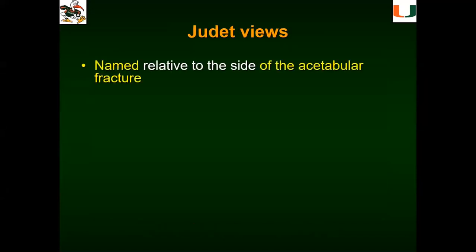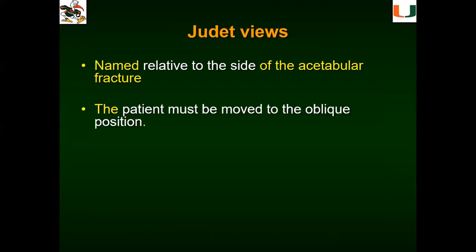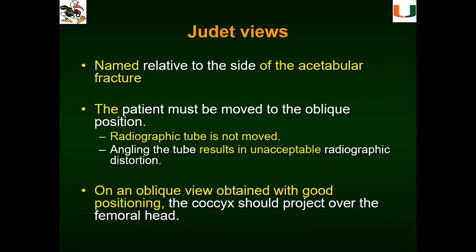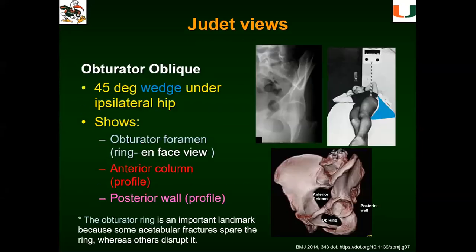So when we look at the Judet views, again, they're named relative to the site of the acetabular fracture. The patient must be moved to the oblique position, mostly by placing a wedge. So you don't move the radiographic tube because that leads to distortion. And in order to determine whether or not you've obtained a good 45 degree oblique, you should use the coccyx, because the coccyx should project over the femoral head. And so that's a good cheat way of seeing if that positioning is adequate.